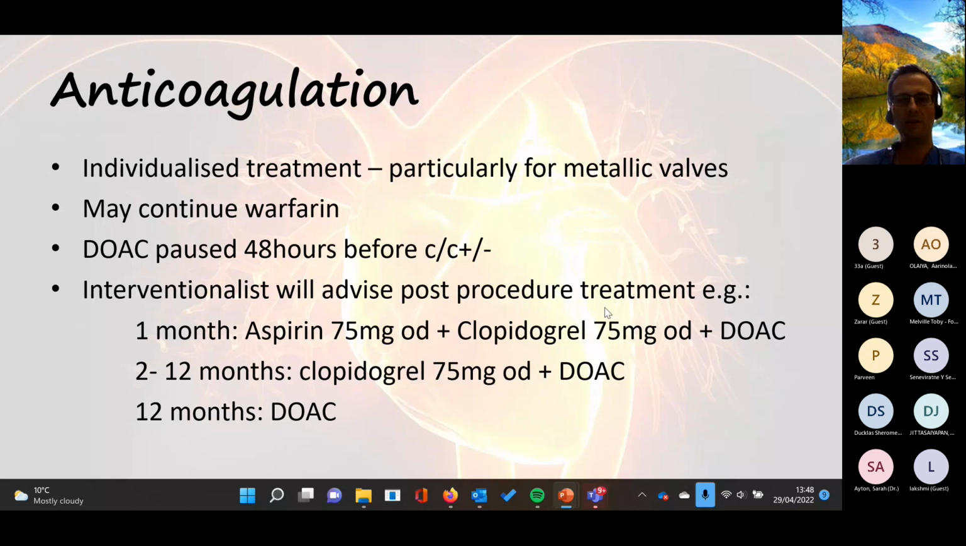Anticoagulation comes up a lot. And this does need individualized treatment, and especially for a metallic valve, that really does complicate things. And we would tend to try and do a procedure on anticoagulation. So you should be presuming that the warfarin will be continued.